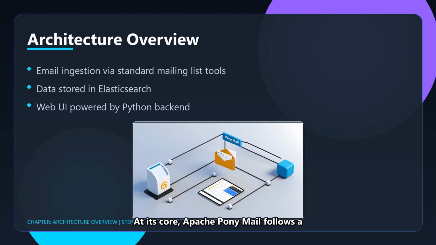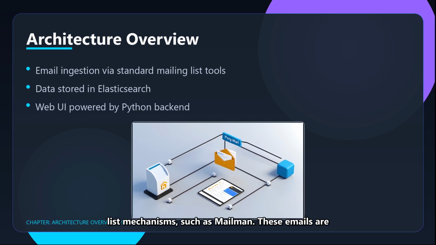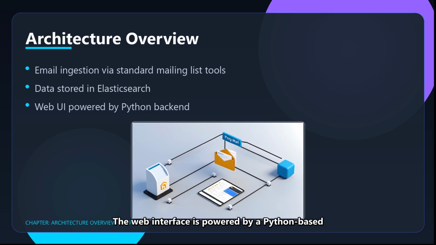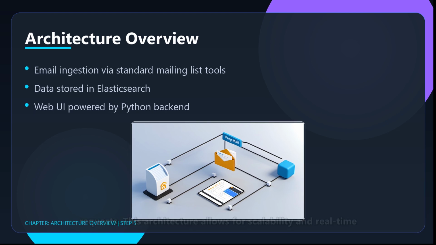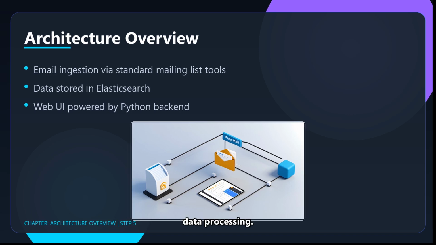At its core, Apache Pony Mail follows a modular architecture. Emails are ingested via standard mailing list mechanisms, such as Mailman. These emails are then parsed and stored in Elasticsearch for indexing. The web interface is powered by a Python-based backend, which serves the front end and handles API requests. This architecture allows for scalability and real-time data processing.